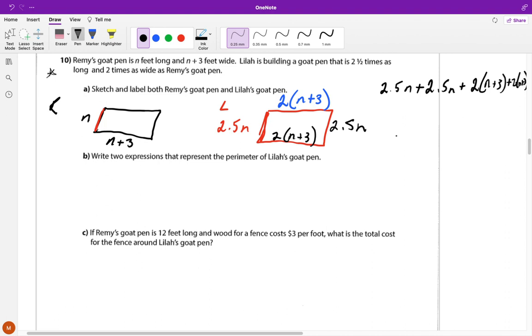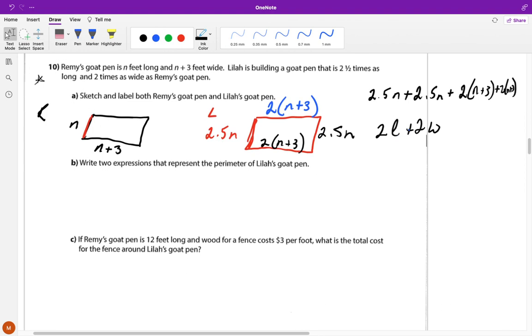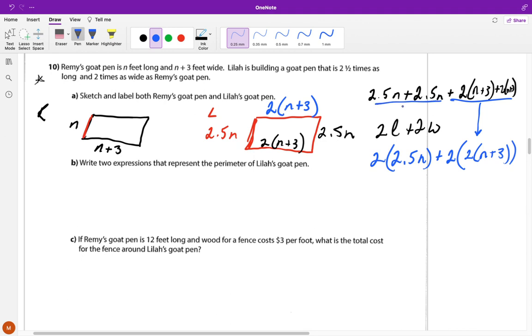We also know that we have a formula of 2L plus 2W. So this is where I'm just going to start from and then simplify it down. So we then have 2 times our length. So our length in this case is 2.5n plus 2 times our width, which we know is 2 times n plus 3. All right, so then from here, that's the same thing that we did here, except now that we have 2 of these, we're just multiplying it by 2 with the repeated addition. And we have 2 of these, we're multiplying it by 2 with the repeated addition.